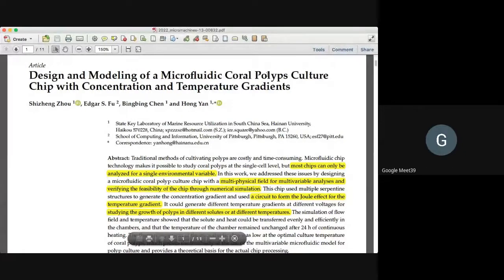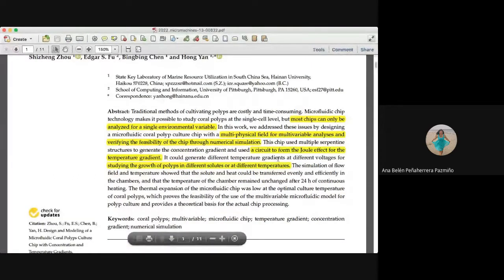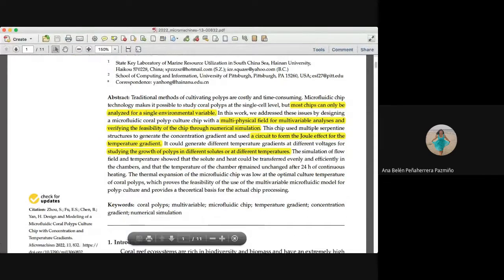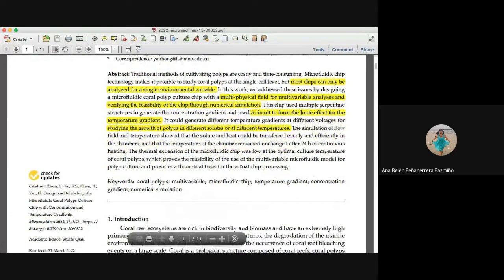Yes. Okay, so today I would like to present this paper, which is titled Design and Modeling of a Microfluidic Coral Polyp Culture Chip with Concentration and Temperature Gradient. So here the authors propose the characterization of this chip, and they solve numerical equations so that they know how it forms these gradients for the temperature and for the concentration.